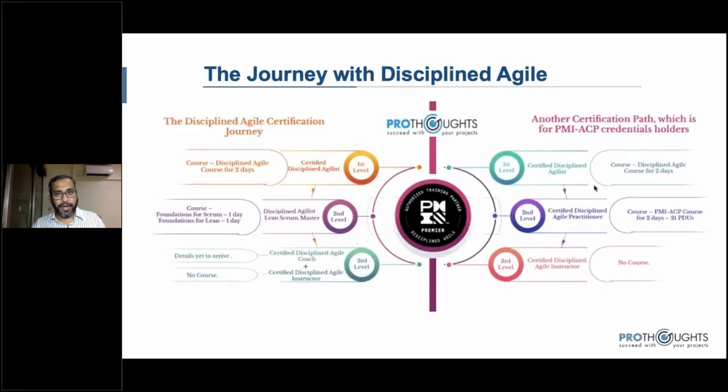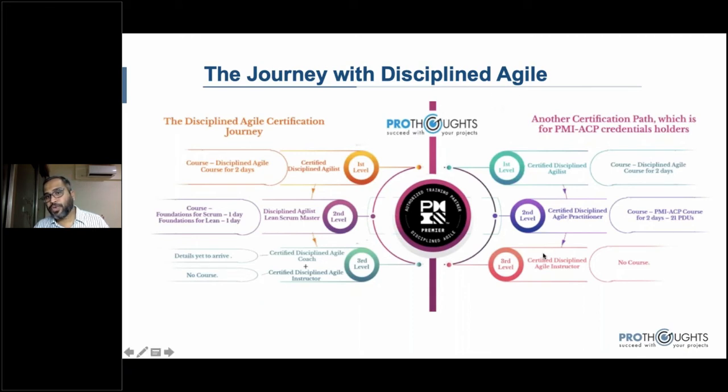Before yesterday, I wanted to show you, because you should be aware of what was there earlier and what is there today. There were actually two parts. The first starting point of disciplined agile was taking a course and becoming a disciplined agilist, which makes you conversant with the tool so you can use it in your workplace. If you pass the exam, you become a certified disciplined agilist. The second associate level would be your disciplined agile lean Scrum Master. Then you go to the master level, which is a coach or an instructor. So there were these 3 levels, and this was one path.